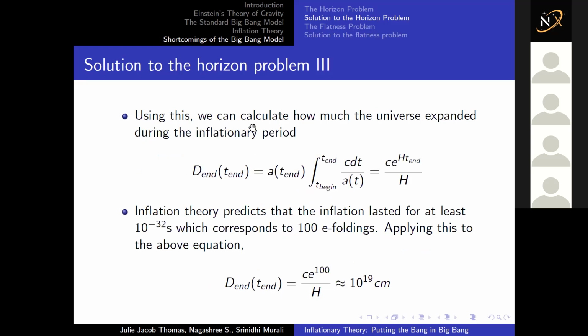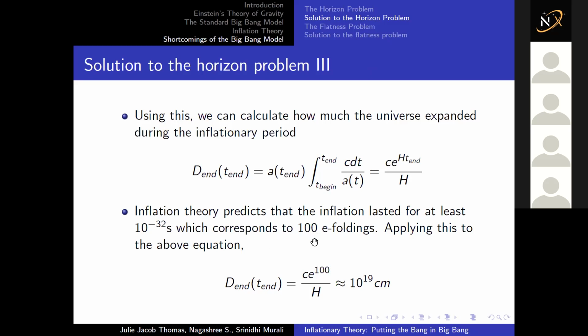So from this, we can calculate the size of the horizon of the universe at the end of the inflationary period. T begin is when the inflation began, and T end is when inflation ended. And we can see that it is again an exponential term, and it depends on C e raised to h t, where h is the Hubble's constant.